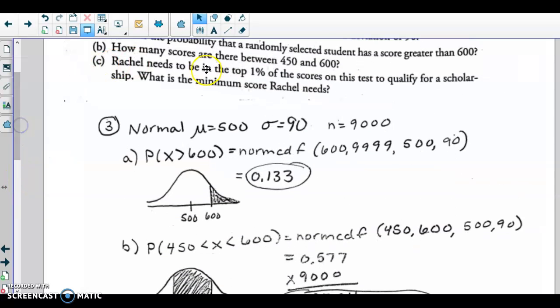Sorry, let me just see. Part C, Rachel needs to be in the top 1% of scores to qualify for a scholarship. What's the minimum score she needs?